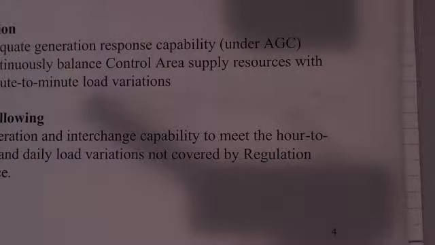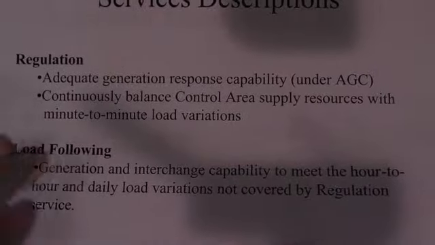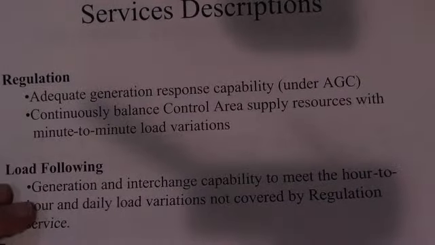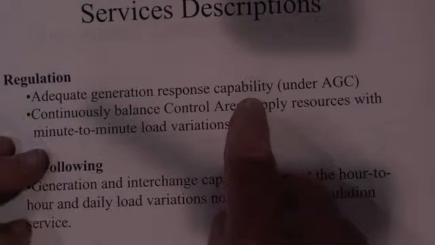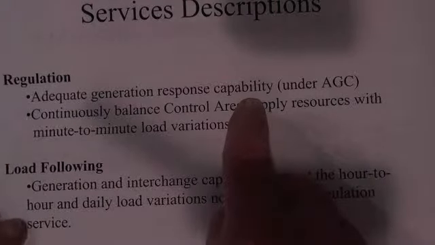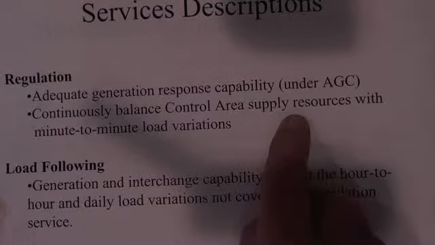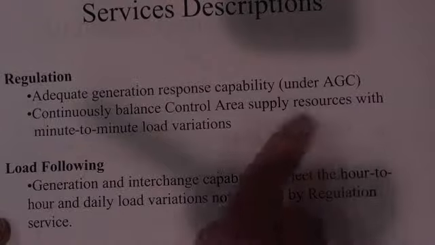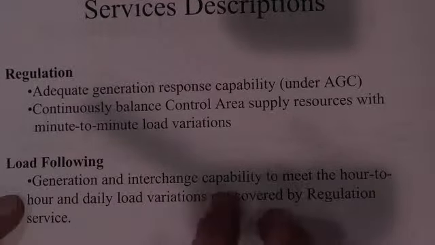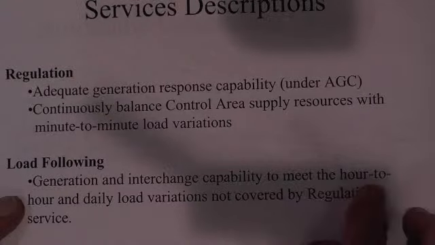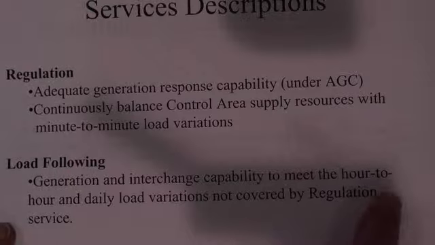All right, let me go through some of these. We've talked about them. Regulation: you've got to have adequate response capability under AGC. So that means that the generator has to be able to go up and down, continuously balance the control area supply with the load variations. Load following: meet the hour-to-hour daily load variation not covered by the regulation service.